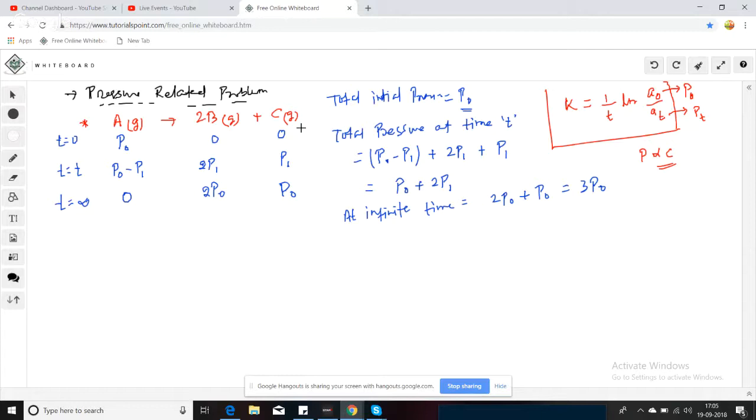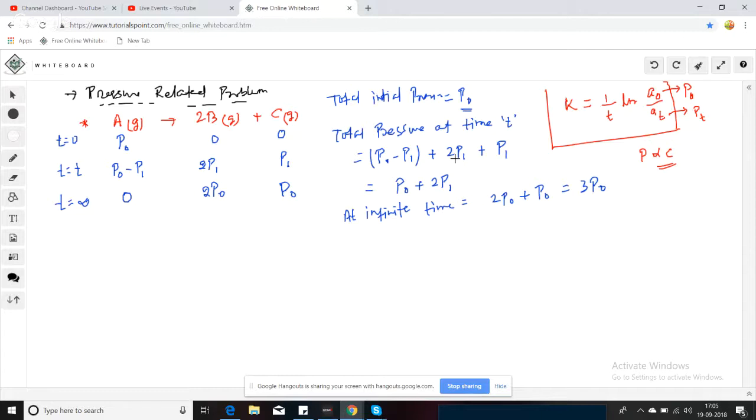Is it clear? Now you see, if I ask you at time t, the total pressure is P naught plus 2P1, what is the partial pressure of B? 2P1. What is the partial pressure of C? P1. What is the partial pressure of A? P naught minus P1. This is clear. They can ask you this at any point of time.